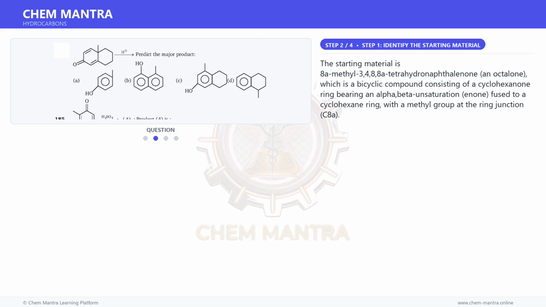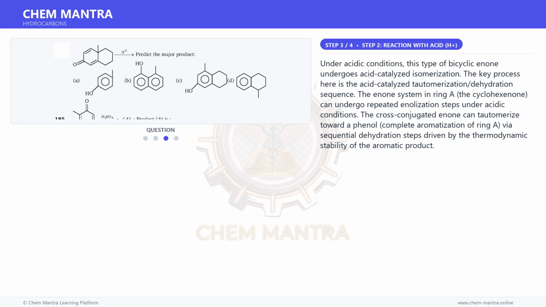Moving on to the next step. The starting material is 8A-methyl-3,4,8,8A-tetrahydronaphthalene, an octalone, which is a bicyclic compound consisting of a cyclohexanone ring bearing an alpha-beta unsaturation, enone, fused to a cyclohexane ring, with a methyl group at the ring junction, C8A.